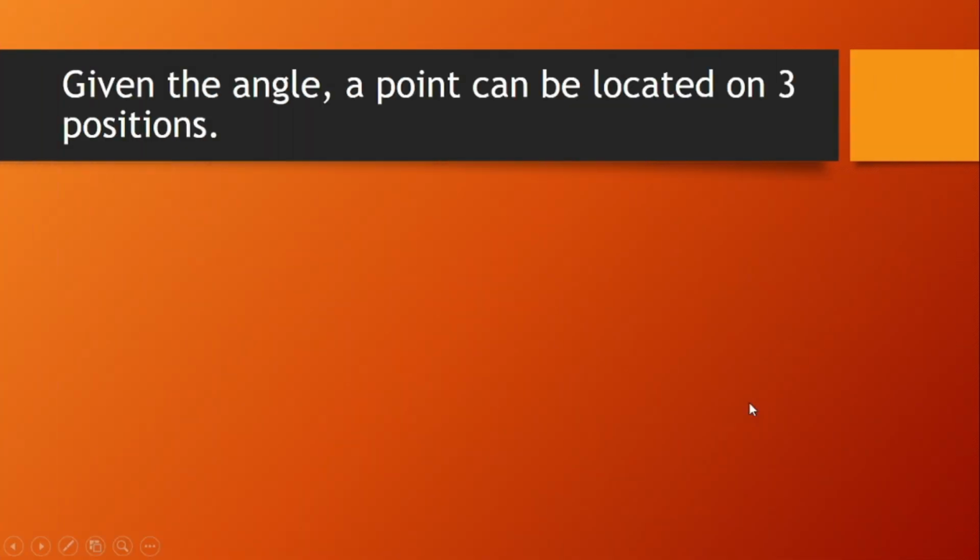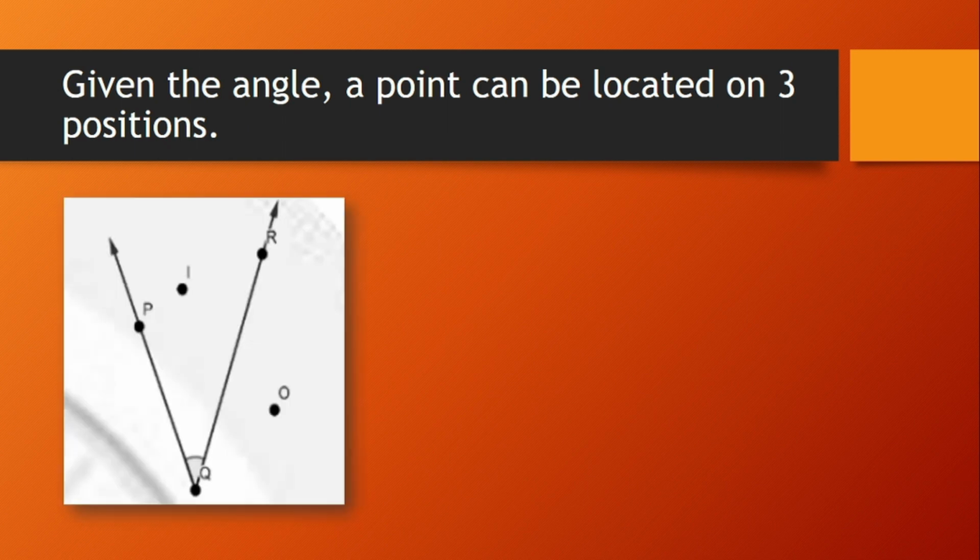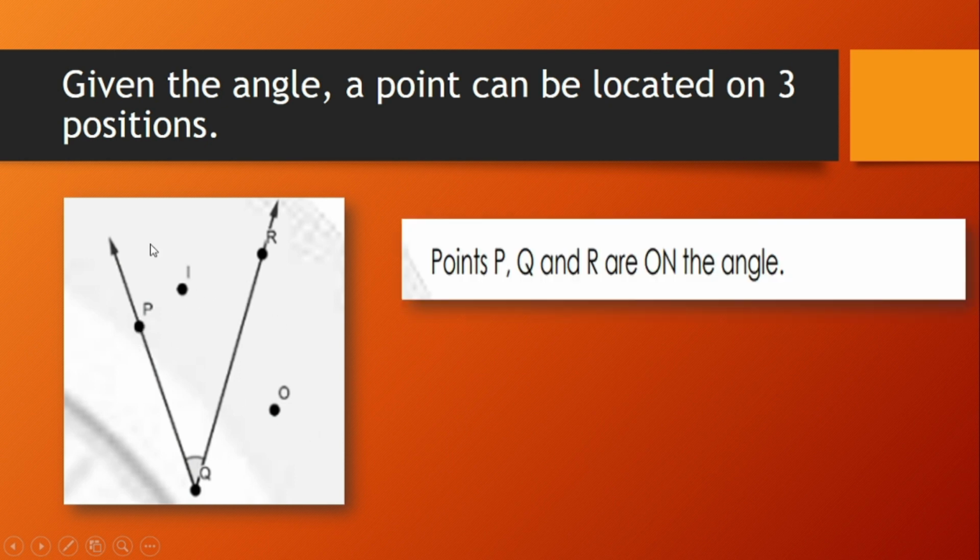Next is, given the angle, a point can be located on three different positions. So, this means, given this angle, we have different positions of the points. Okay? If you notice, first, we have points P, Q, and R on the angle itself. We have P, Q, and R. Right? On. The word on the angle. They are on the angle itself. Right? We have here the angle.